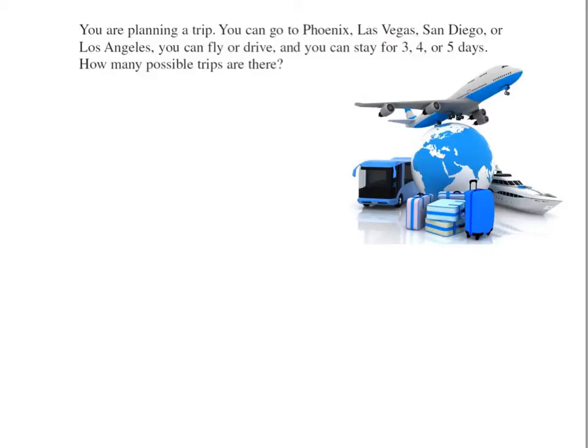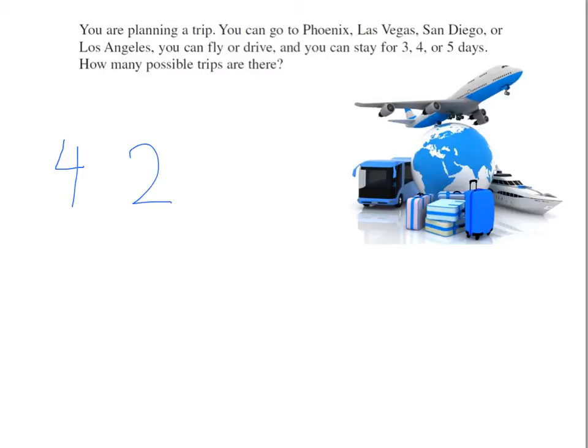Alright, so let's think about this. First, let's talk about the cities. How many different cities do I have to choose from? I've got Phoenix, Las Vegas, San Diego, or Los Angeles, also known as LA. Well, that of course is 4 cities to choose from. Then I can either fly or drive, so my mode of transportation, I have 2 options there. I can fly or drive.